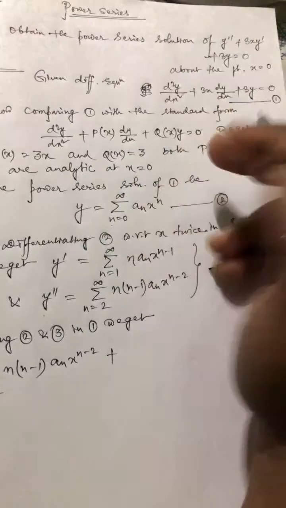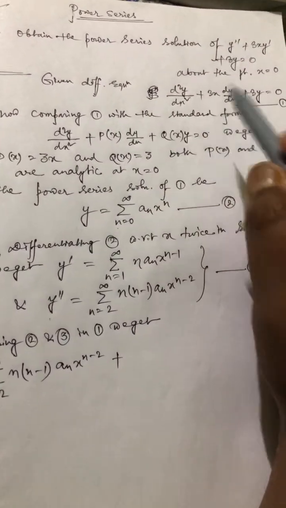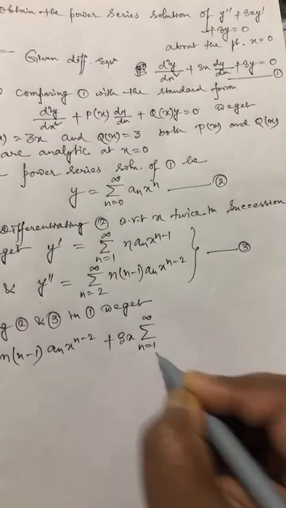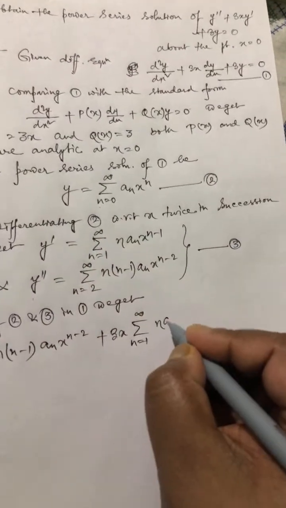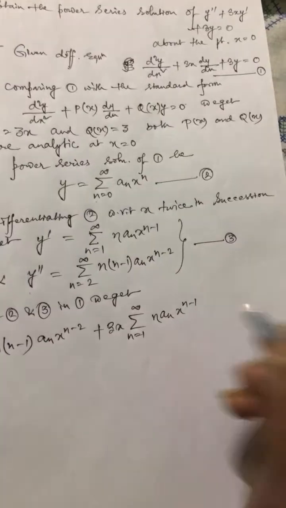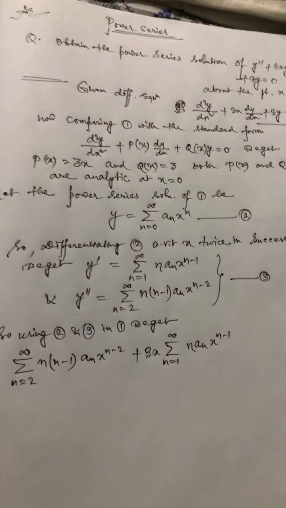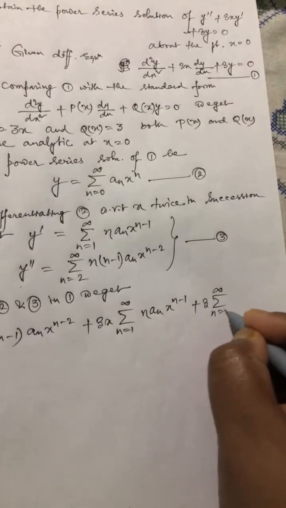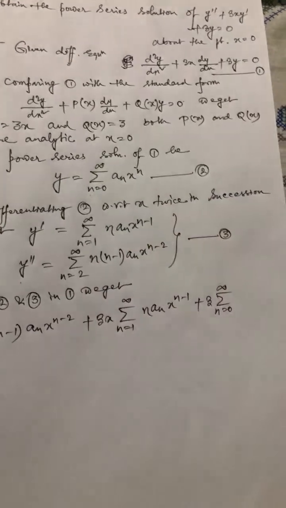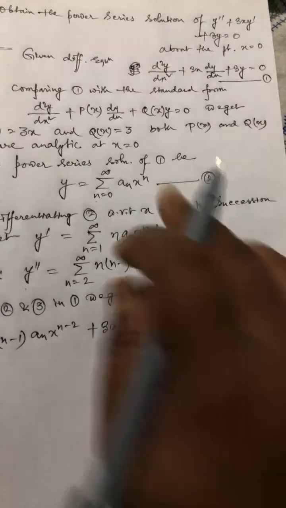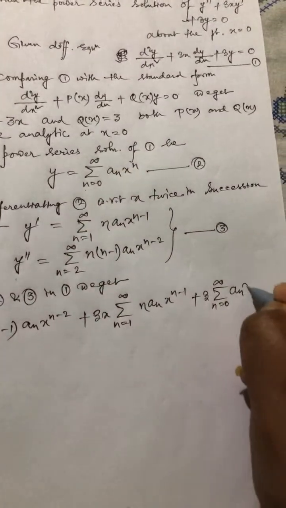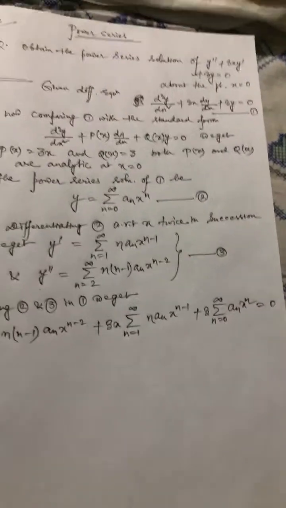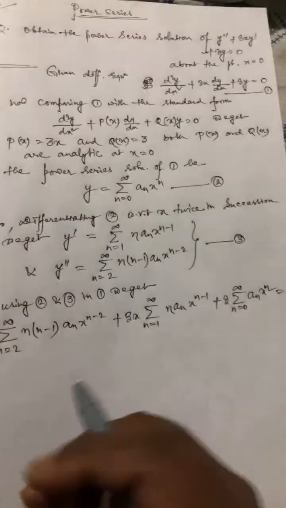Then 3x dy/dx, that means 3x y dash. So 3x summation n equals 1 to infinity n a n x to the power n minus 1. After that you have plus 3y, that means 3 into summation n equals 0 to infinity a n x to the power n. The right hand side is equal to 0, so we are writing that too.